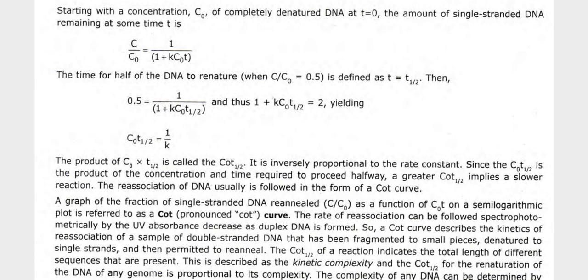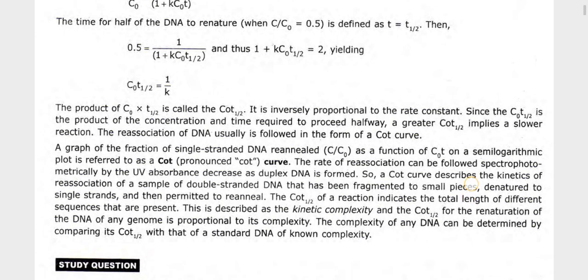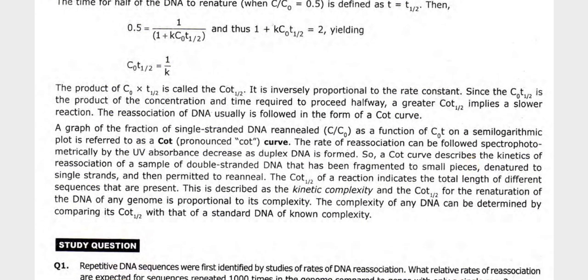Then 0.5 = 1/(1 + kC0 t half), and thus 1 + kC0 t half = 2, yielding C0 t half = 1/k. The product of C0 and t half is called the Cot half. It is inversely proportional to the rate constant. Since C0 t half is the product of the concentration and the time required to proceed halfway, a greater Cot half implies a slower reaction.